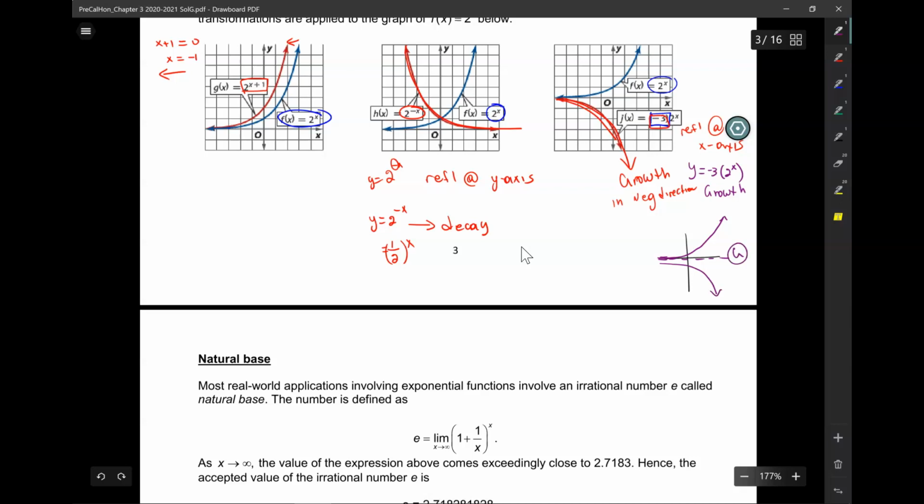That's growth. Exponential decay, if this is the asymptote, will start away and then get closer to the asymptote. It'll start from far away and then get closer to the asymptote. So both of those are decay.